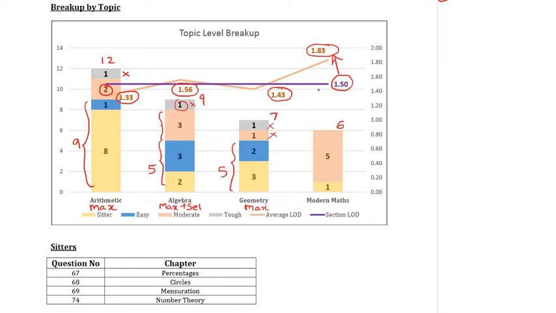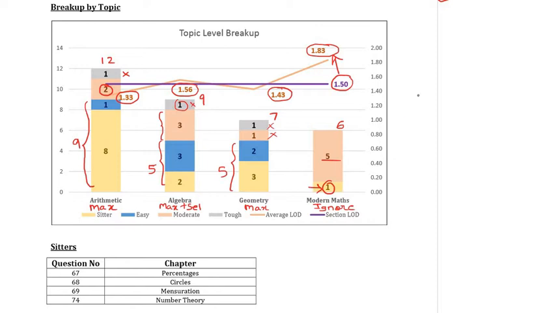Compare this with modern math, which we said was the toughest area. 1 sitter and then straight away every question being moderate. So there was no easy question, no tough question, but 5 out of 6 questions were moderately difficult. And in modern math, even a moderate question can often seem difficult to people. So here the only thing was to try and identify this question and solve it. So if I look at this, this was actually one area which could have been just ignored.